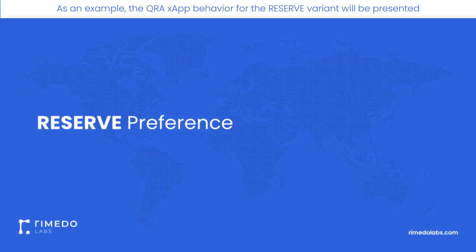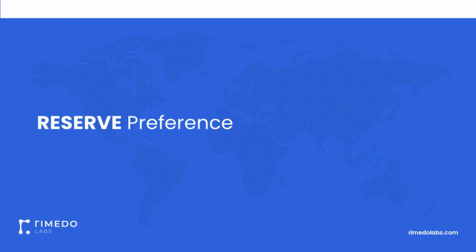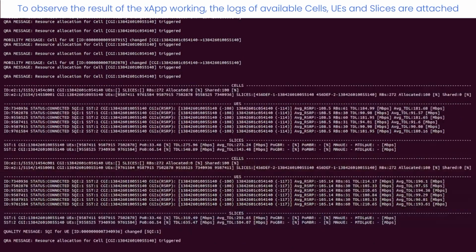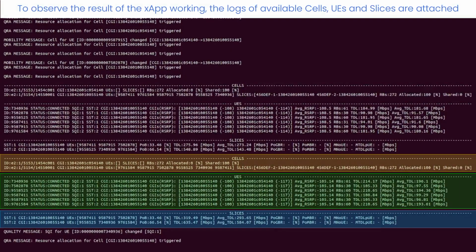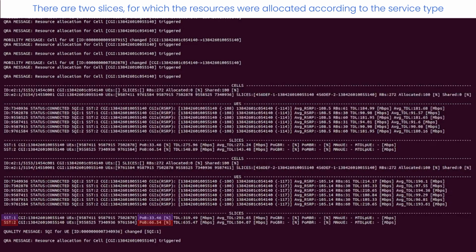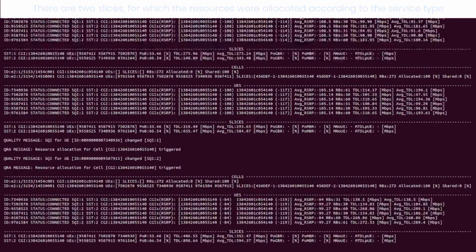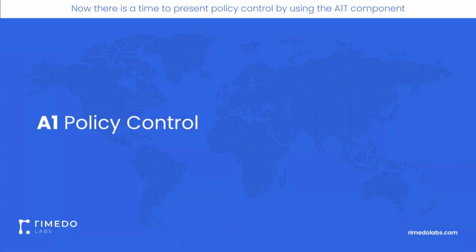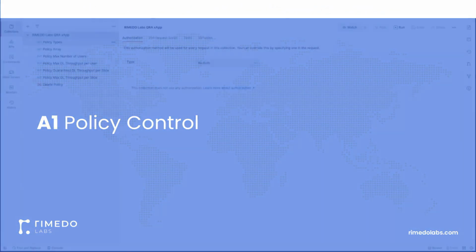As an example, the QRA xApp behavior for the reserve variant will be presented. To observe the result of the xApp working, the logs of available cells, UEs and slices are attached. There are two slices for which the resources were allocated according to the service type. Now there is a time to present policy control by using the A1T component.